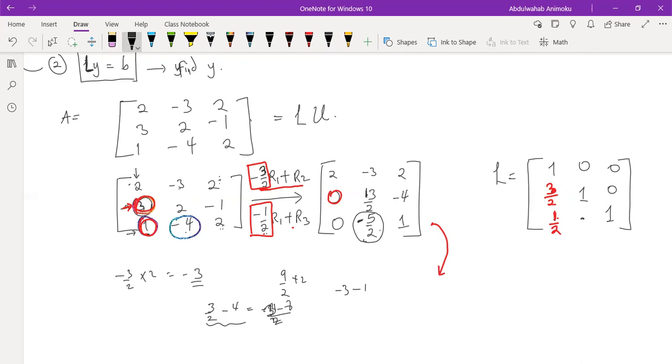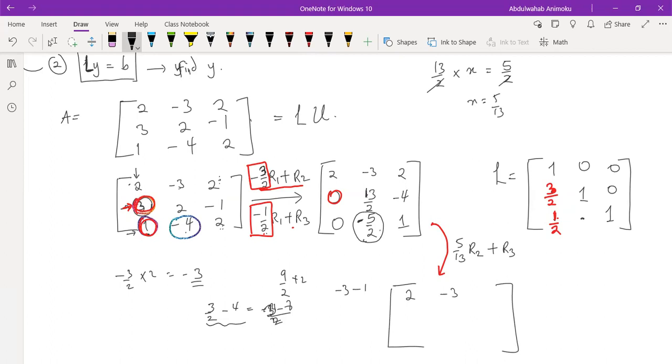So what do we do? Basically, we need to think of what to multiply 13 over 2 by to give us 5 over 2, right? Because if we have 5 over 2, then when we add it to minus 5 over 2, we'll get 0. So basically, it means that our x must be what? 5 over 13. So we take 5 over 13 R2 plus R3. This is what we do. So let's see what comes out of this.